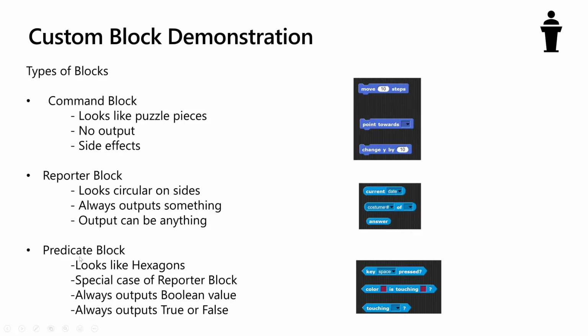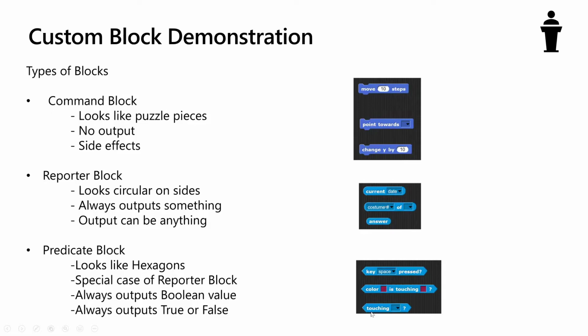And the third one is a predicate block, which looks like hexagons like these. This is a special case of a reporter block because these also always output something. In a reporter block the output can be anything, but in predicate blocks the output is always true or false. So if you say key space pressed, the output is either true or false. If the key space is pressed, it's true, otherwise it's false.